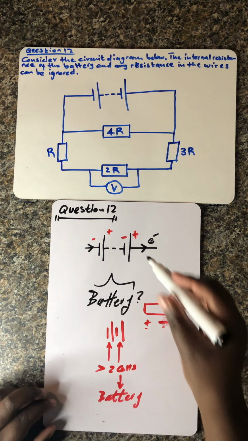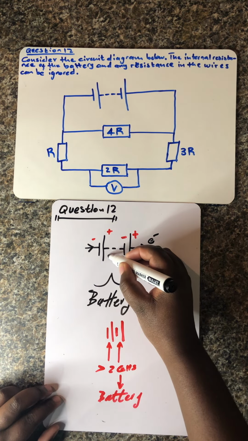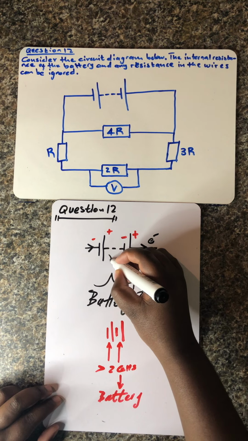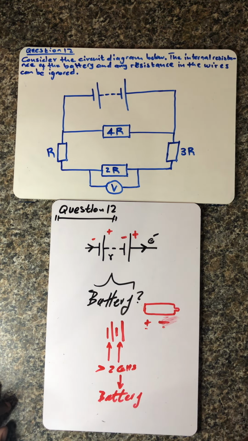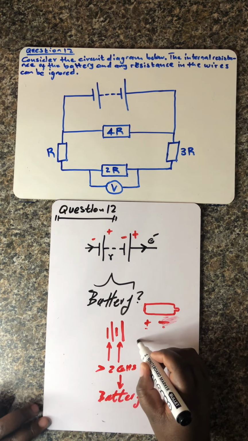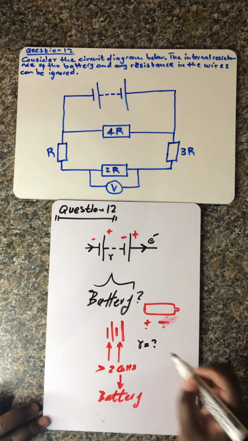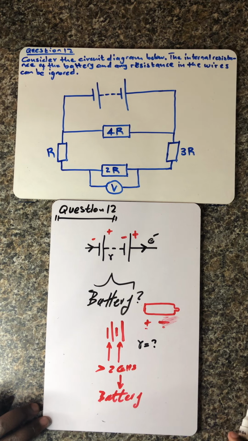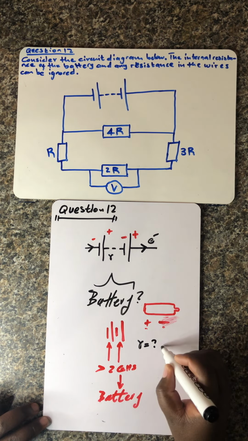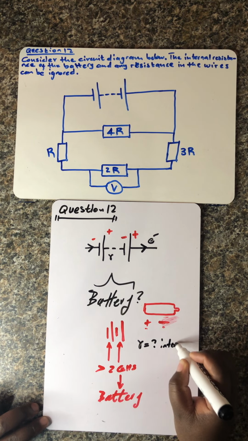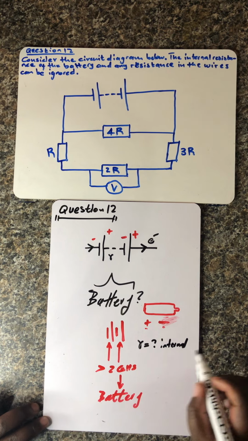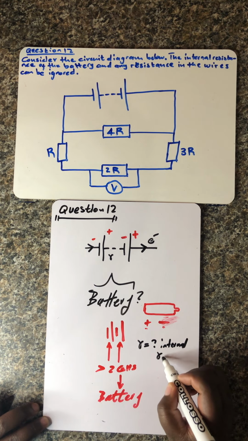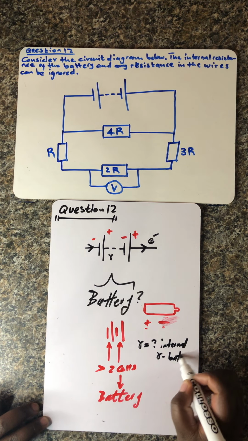Guys, before I forget, there's something which is known as R. What is this R? Guys, this small letter R in most cases is referred to as the internal resistance of the battery. Listen to what I'm saying, guys. Internal resistance of the battery.